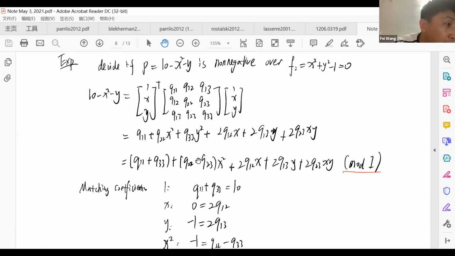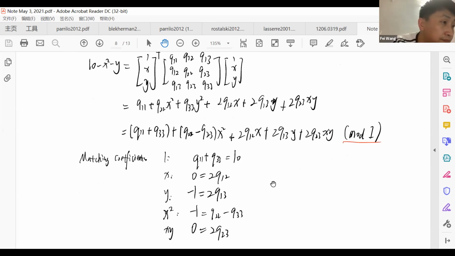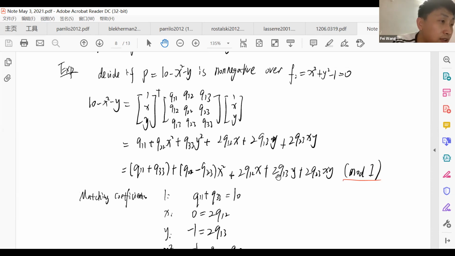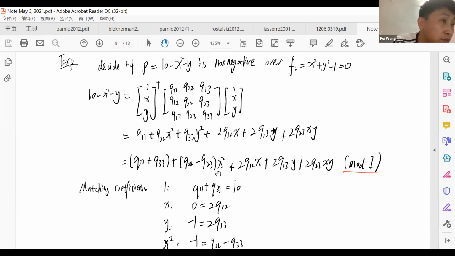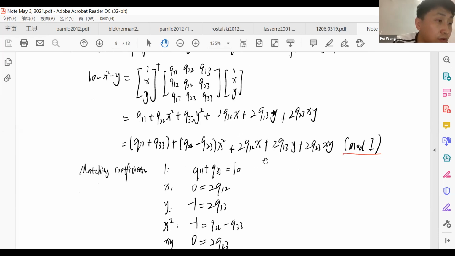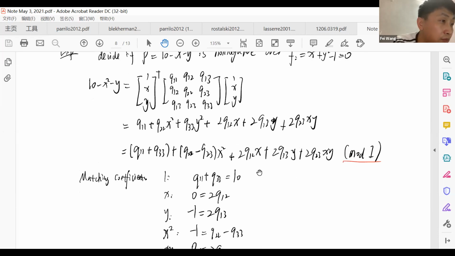So basically, you replace y squared by 1 minus x squared, right? Because x squared plus y squared is 1, so y squared is replaced by 1 minus x squared, and that's the only operation we need to do. Now after this modular operation, we have fewer monomials.